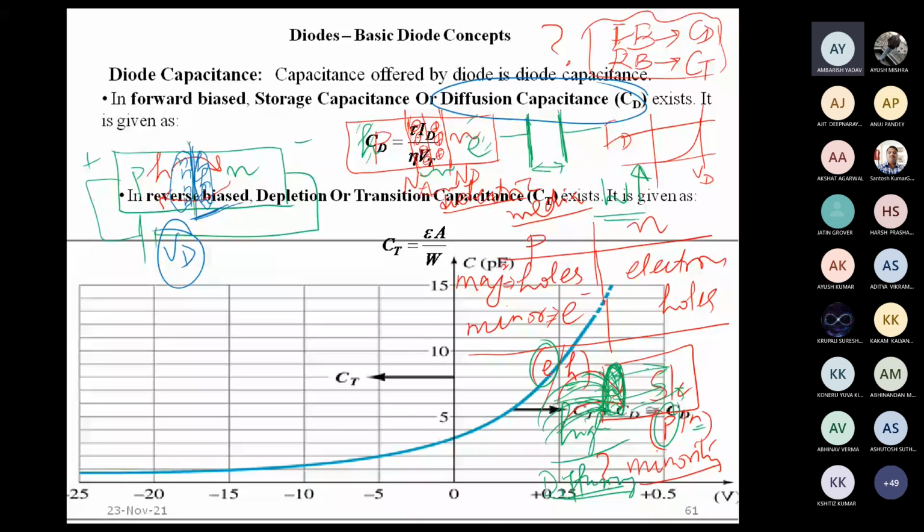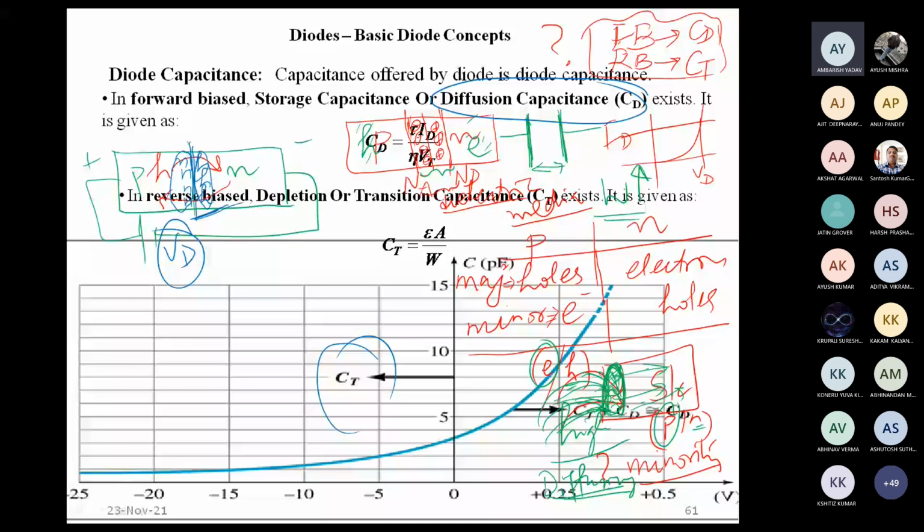So the graph, actually I have written so many things, may not be clear enough, but we can see here in this curve that when the applied voltage is less than zero, the so-called CT, the transition capacitance, is there, and its magnitude we can see is quite low.